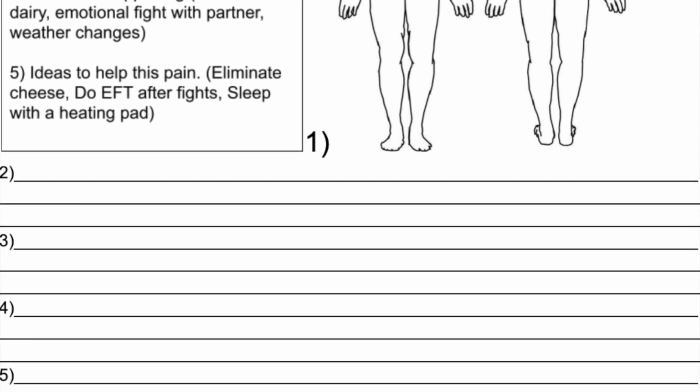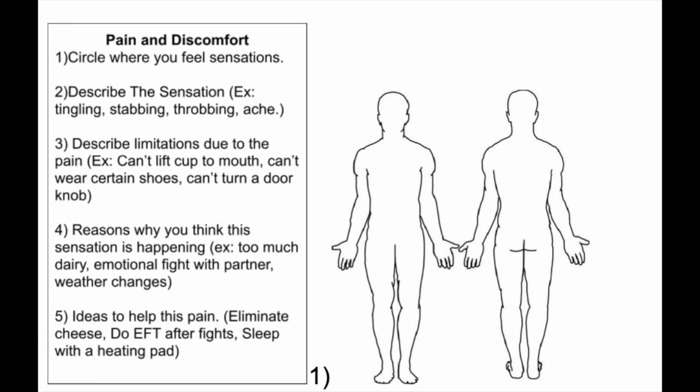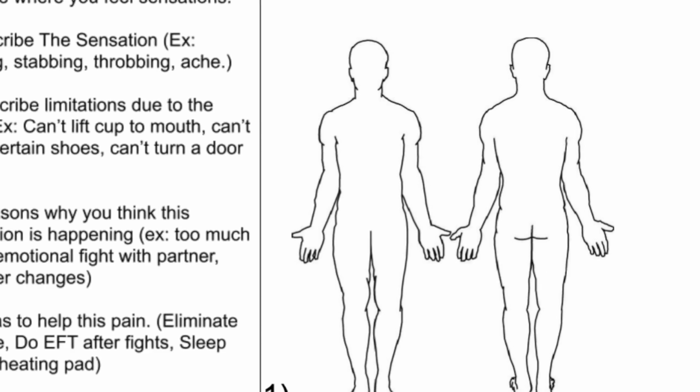Now, if you take a look at this, you can see that the first question is circle where on your body you feel sensations. The reason why I put sensations is because it is not always pain. Sometimes it can be tingling or numbness or a weird twitch or something like that, but I want you to go ahead and circle that on the body and then write that down on this worksheet.